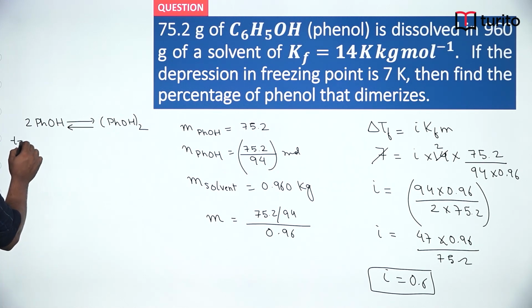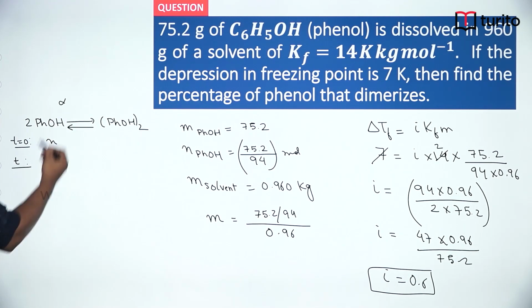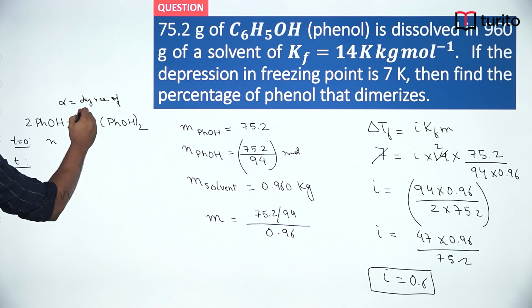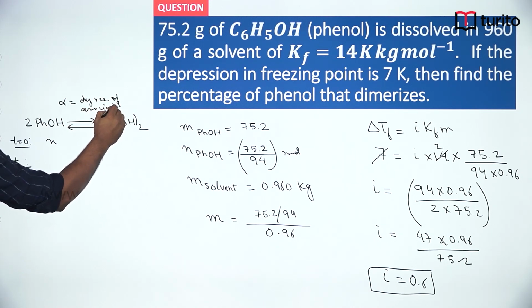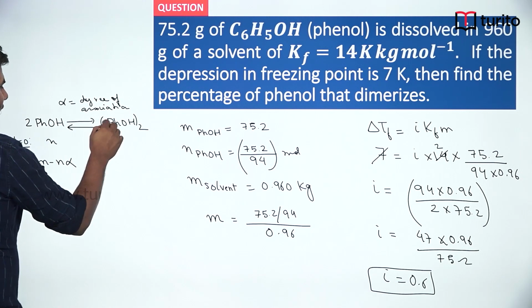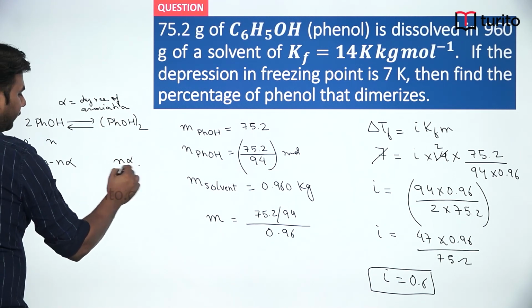So at time t equals 0, let n be the number of moles of phenol. After some time t, let alpha be the degree of association. Okay, so this is the degree of association. So we would be left with n minus n alpha. 2 moles of this give 1 mole of (PhOH)2, so 1 mole will give half a mole of this. So n alpha would give n alpha by 2.